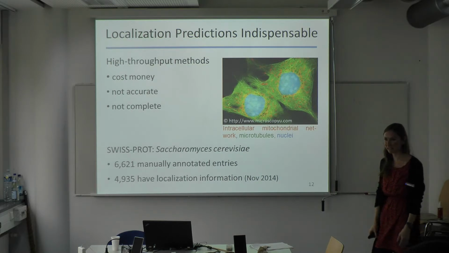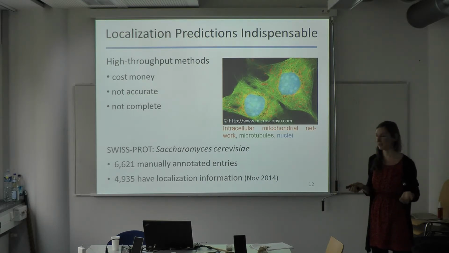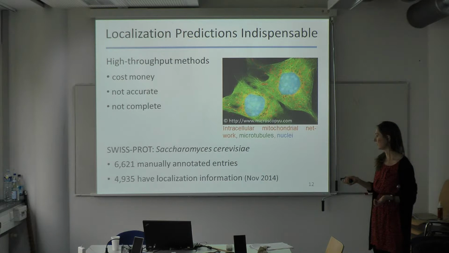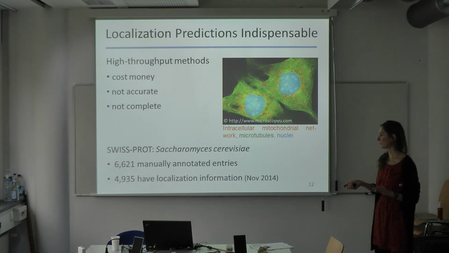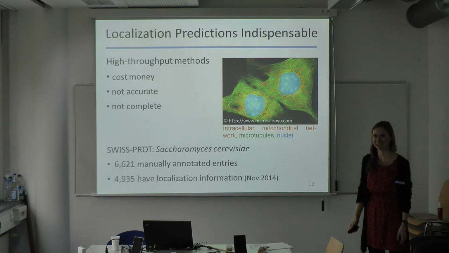So yeast has been studied for many years now. And there have been so many experiments done to determine the localization of proteins. And if right now we look at the manually annotated entries in SwissProt, so we know that yeast has so many proteins, then what we will find is that only 2/3 of these proteins have a localization. Meaning that 1/3 of their proteins still have no localization information determined experimentally, even though people have worked on it for decades. And that's just kind of crazy.